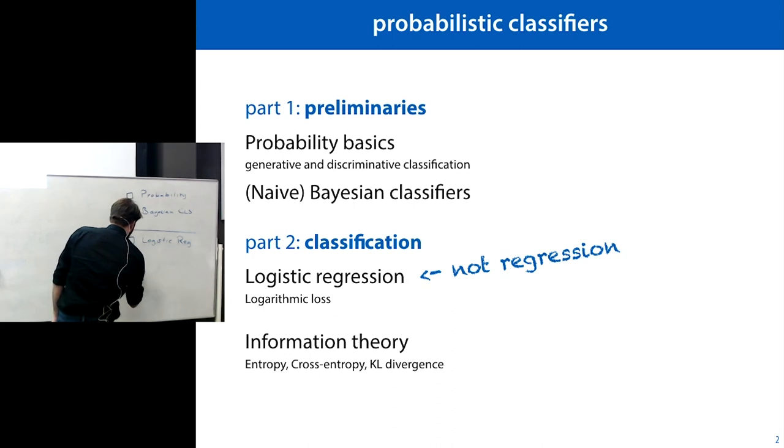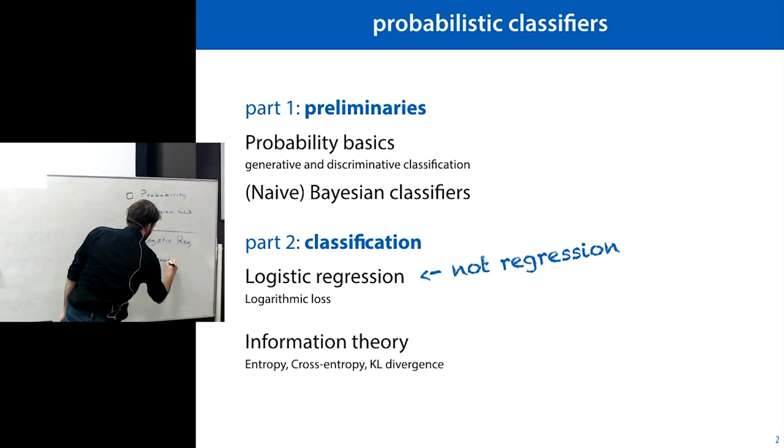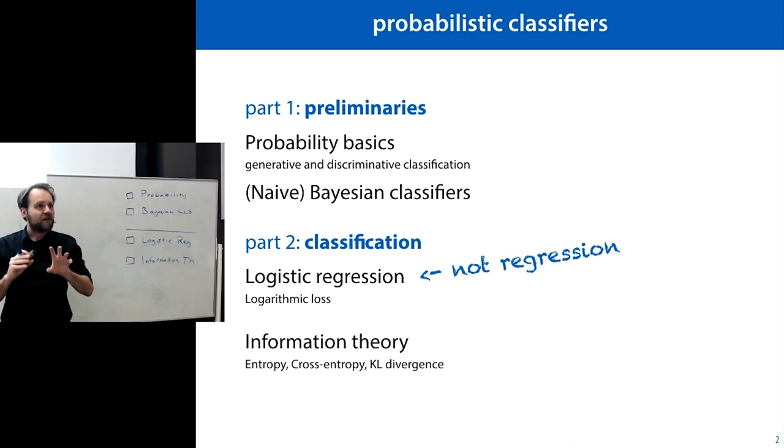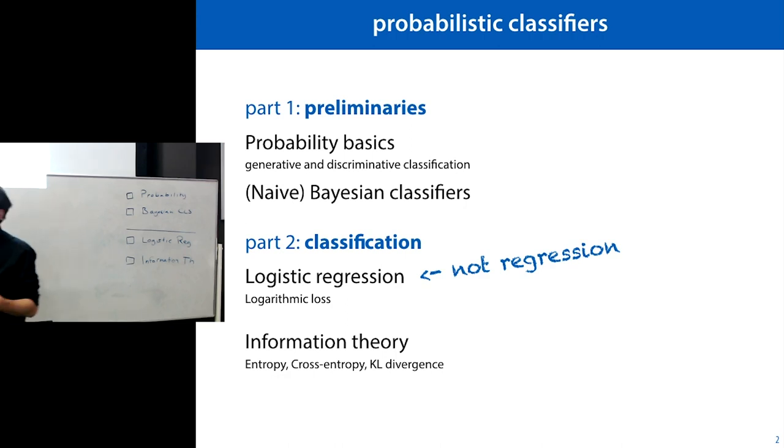And then at the end, we will look at information theory, which is a sort of extension of probability theory, which is very useful for doing machine learning with probability. A lot of these concepts are going to come back. So they might feel a little bit disjointed right now, but as the course progresses, you will see these concepts, especially entropy, cross-entropy, and KL divergence, pop up a lot in different settings.